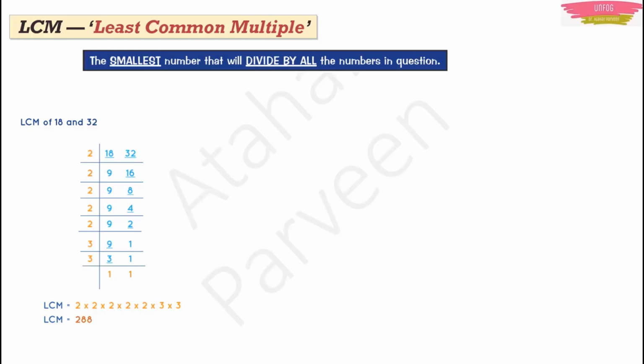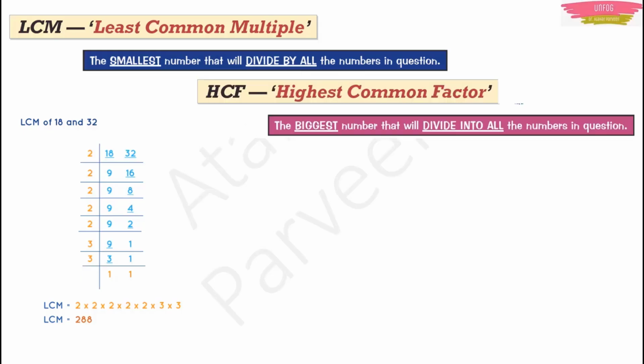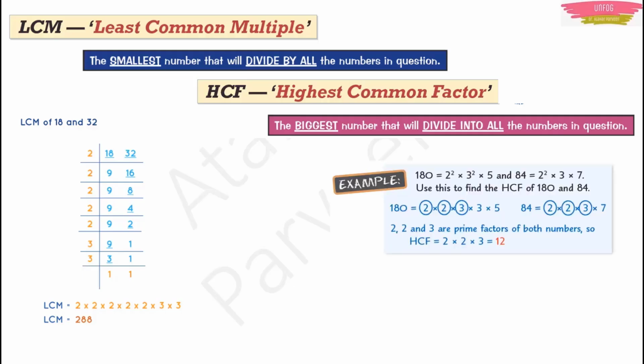In the same manner, we have for factors, that is known as the highest common factor. It is the biggest number that will divide into all the numbers in the question. How do you calculate this HCF? For example, if you want to calculate the HCF for 180 and 84, what you do? For 180, you do the LCM method and you write the numbers here. What all numbers if you multiply, you get 180. You write that. Again for 84, what all numbers you multiply, you start from 2 always, then after 2 you go for 3. Do the same here also.